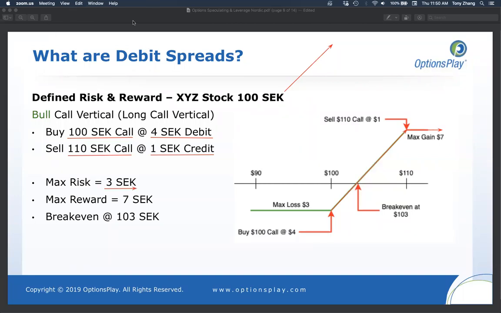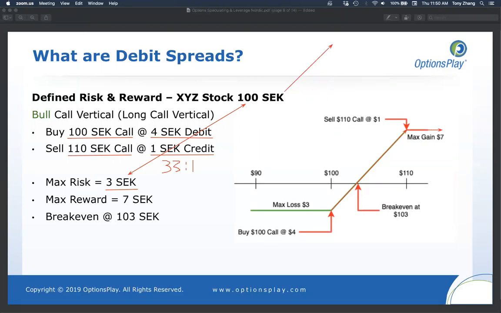Right off the bat, when we first discussed the first strategy, we talked about that because we were controlling a 100 crown stock for just 4 crowns, we had a leverage ratio of 25 to 1. But when we now control 100 crowns of the same stock for 3 crowns, we've increased our leverage ratio from 25 to 1 to 33 to 1. So now we're controlling the same 100 crown stock, but because we only have to post 3 crowns in capital, we've increased our leverage from 25 to 1 to 33 to 1.